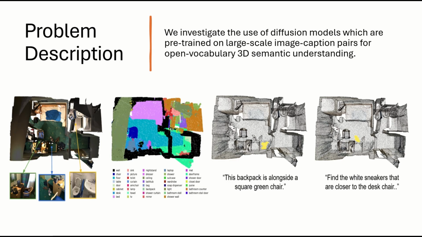For the problem definition, we fine-tune a 2D diffusion model for open vocabulary 3D semantic understanding. This work addresses several downstream tasks, including long-tailed semantic segmentation and visual grounding. Given a text prompt describing an object's category, attributes, or spatial relations, our goal is to localize the object within the 3D scene.